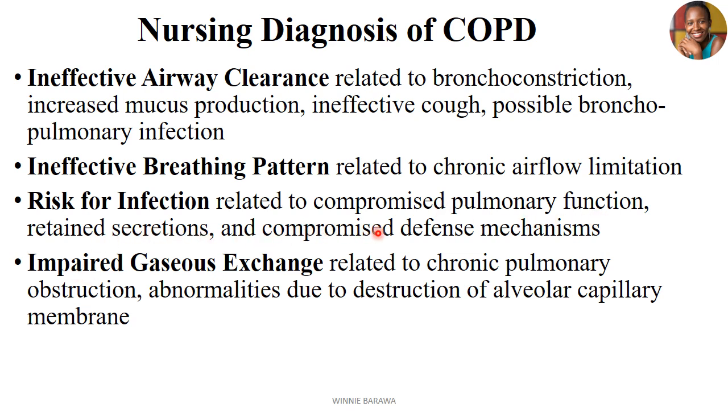Then we have risk for infection, which is related to compromised pulmonary functions with retained secretions and also compromised defense mechanisms. Most clients diagnosed with COPD present with a history of recurrent chronic respiratory infections or a family history of chronic infections. Therefore, with this history, you need to understand that there could be an immunocompromised status, so identify this risk of infection and put management or mechanisms in place to reduce further recurrence of it.